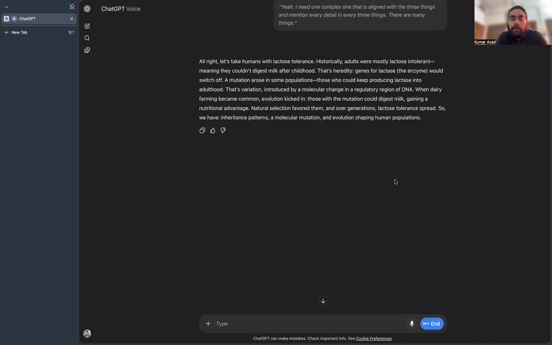And when dairy farming became common, evolution kicked in. Those with the mutation could digest milk, gaining a nutritional advantage. Natural selection favored them, and over generations, lactose tolerance spread. So we have inheritance patterns, molecular mutations, and evolution shaping human populations.